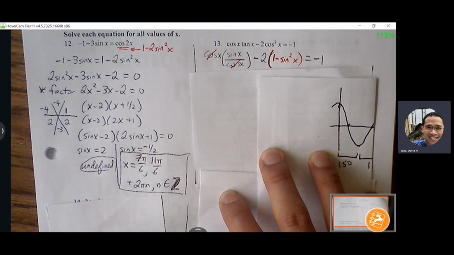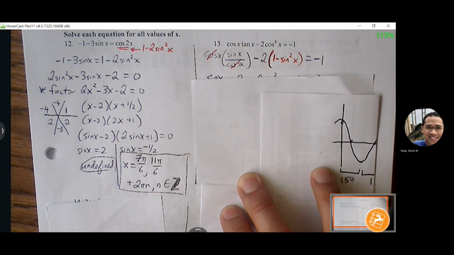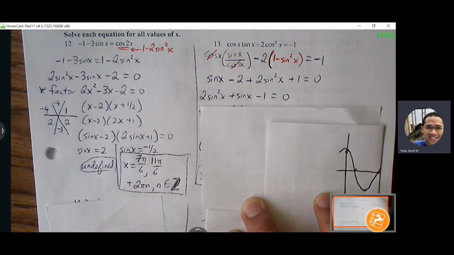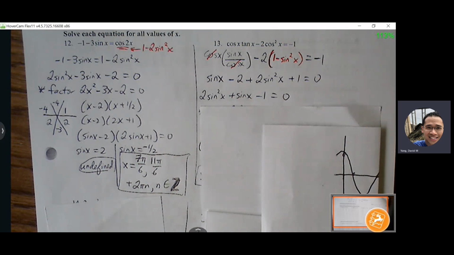Okay, distribute the negative 2 through, do some cleanup, do some rearranging. And it should look familiar in terms of our factoring, right? Standard form.